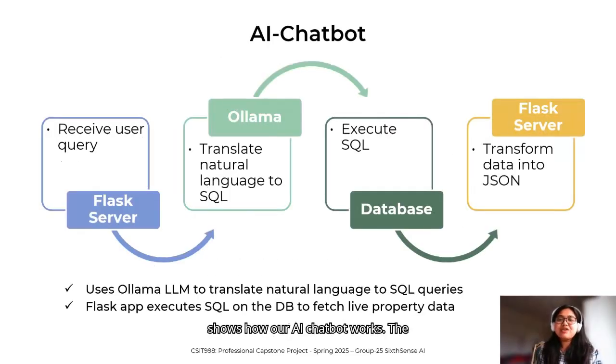This slide shows how our AI chatbot works. The Flask server receives a natural language query and sends it to the Llama LLM, which converts it into SQL. Flask runs that SQL on the Supabase database and returns the data as JSON to the frontend. In short, users can query live property data using simple conversational language.